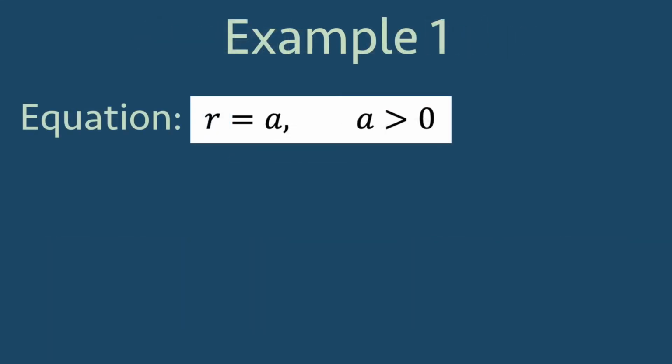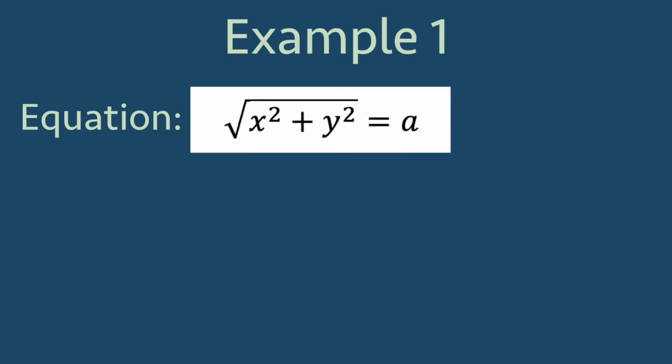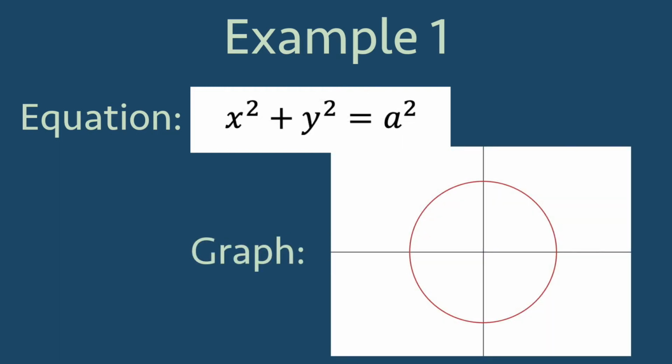The first polar graph we'll look at has equation r equals a for a constant a greater than 0. Using the relationship r equals the square root of x squared plus y squared, we can interpret the polar equation r equals a as the square root of x squared plus y squared equals a, or x squared plus y squared equals a squared, which we recognize as a circle centered at the origin with radius a.